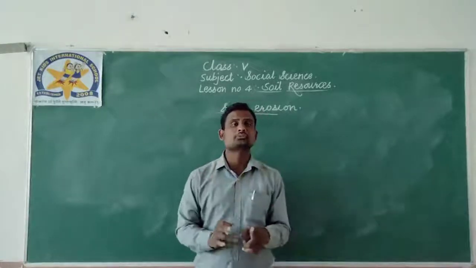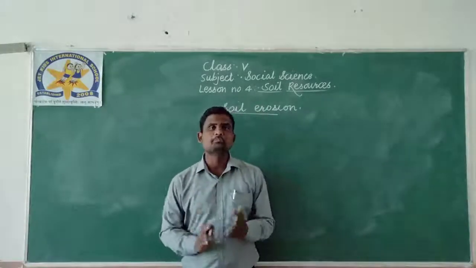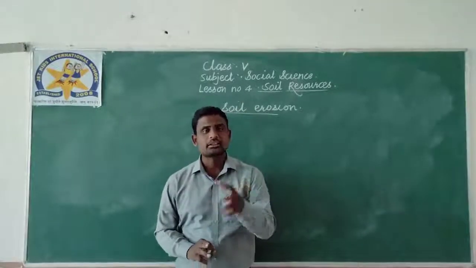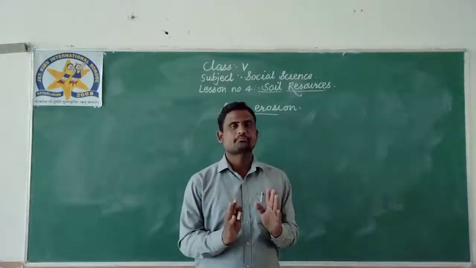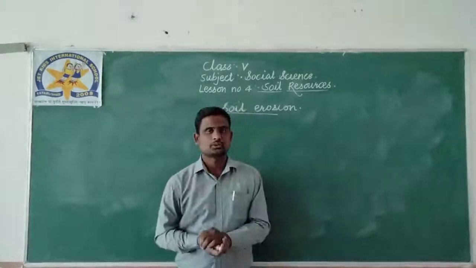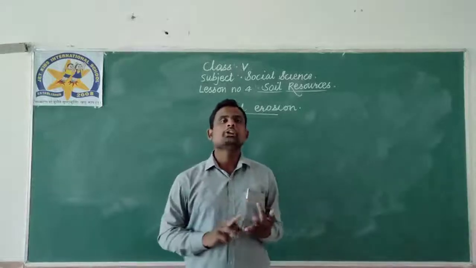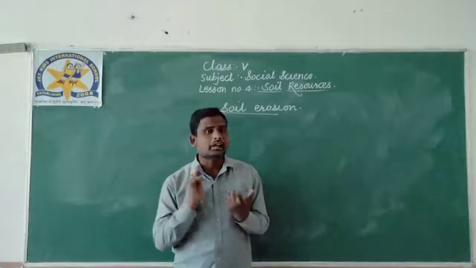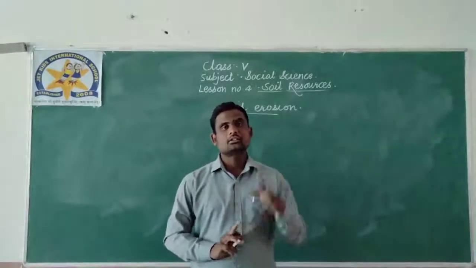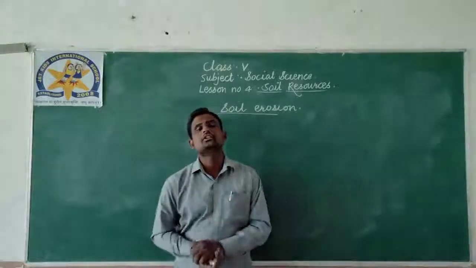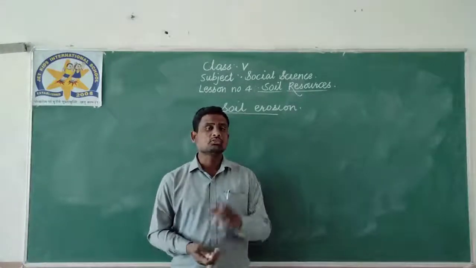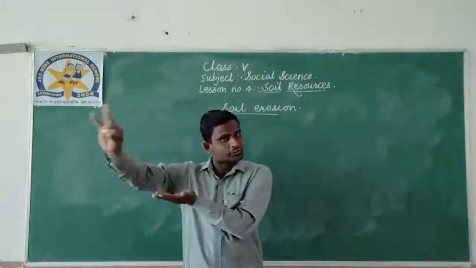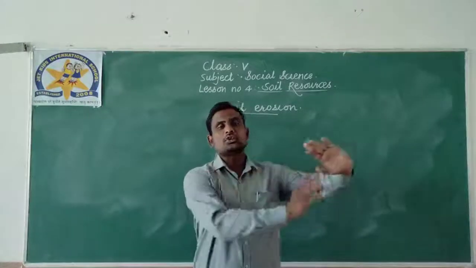So the definition of soil erosion is removal of the top layer of the soil due to various factors like wind and water. That is called soil erosion. What is soil erosion then? Removal of top layer of soil due to various factors like wind and water. That is called soil erosion. It means when the damage takes place on the top layer of the soil, then soil erosion takes place.